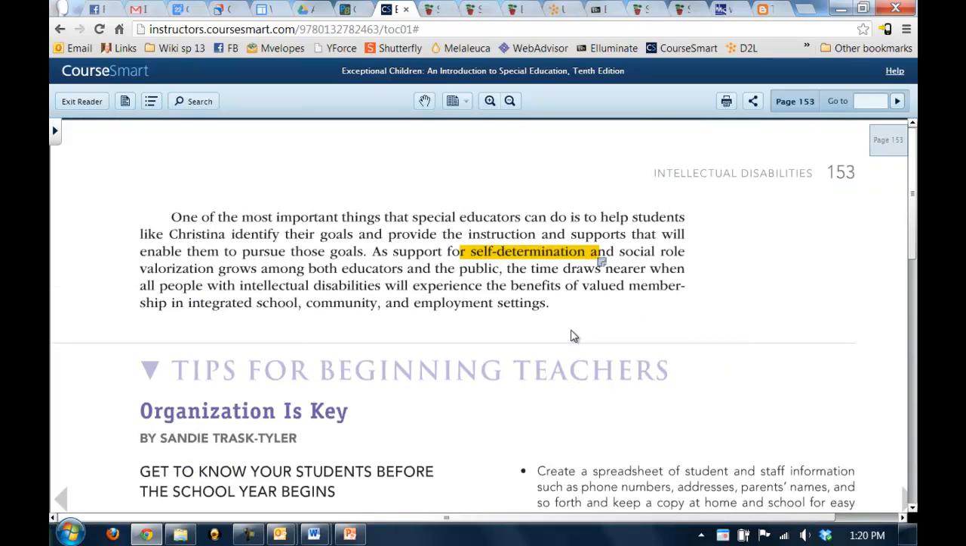All right. Chapter 4, Intellectual Disabilities.